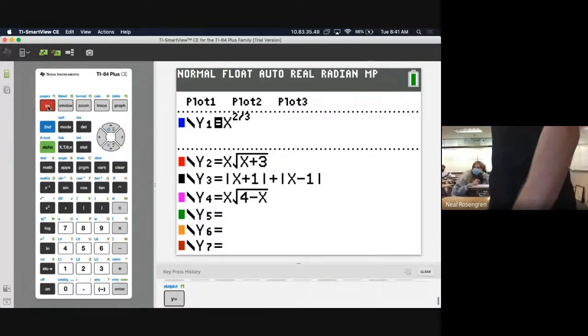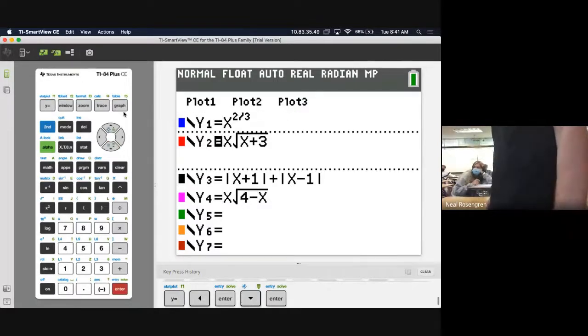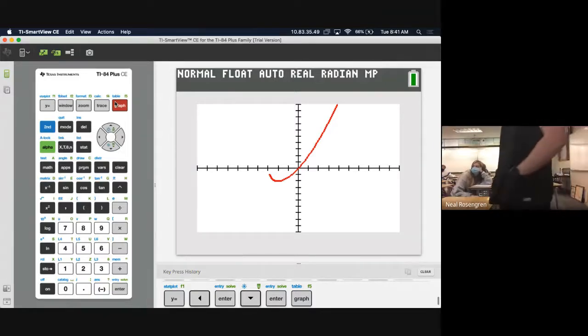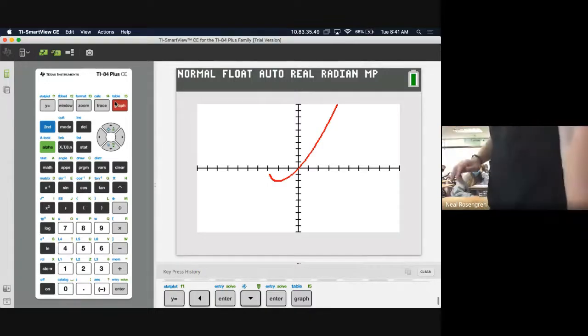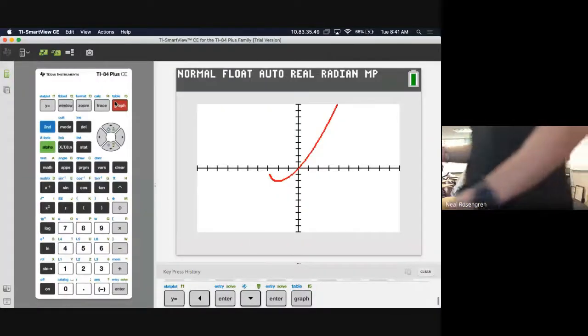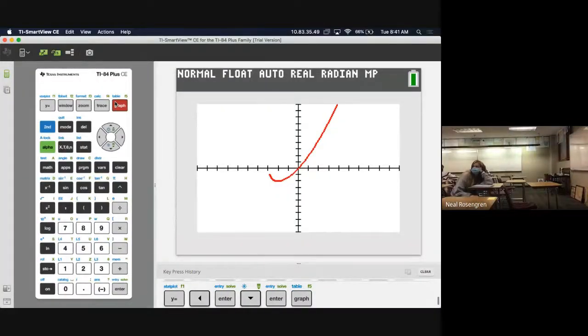Now I'm going to turn this one off, and I'm going to turn this one on. X times x plus 3, square root of that. Kind of looks like that. Okay. And so decreasing from negative 3 to negative 2, right? Increasing from negative 2 to infinity. There was no constant interval, and then you still had just that one global and relative minimum sitting at that spot.